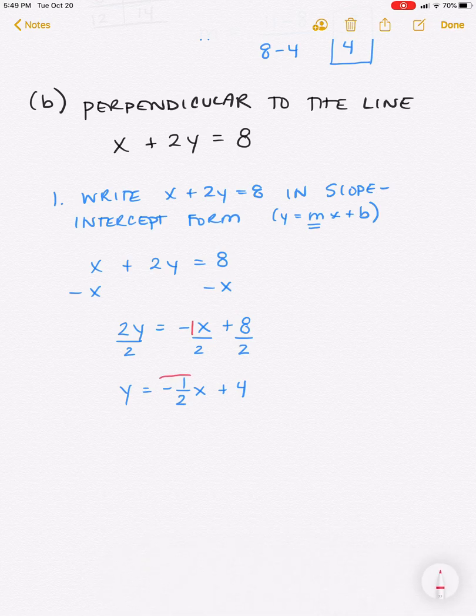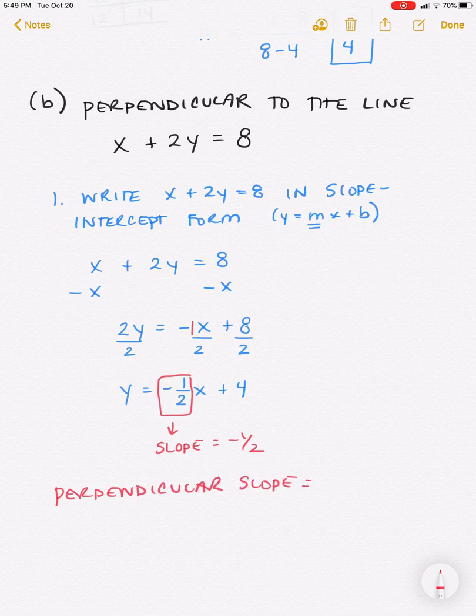So if the slope of this line is equal to negative 1/2, then the perpendicular slope is going to equal the opposite reciprocal. So first I'm going to know that it's going to be a positive. So if this is negative 1/2, then our slope is going to be a positive, and we're going to flip the fraction and make it 2/1. Now how should we write this? Do we really need to put the positive in front? The answer is no. Do we really need to put divided by 1? No.